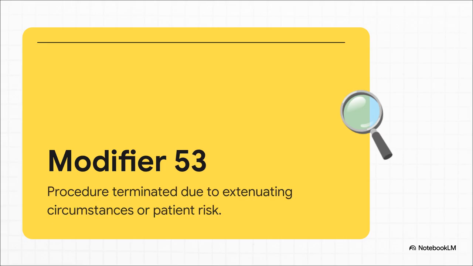Now contrast that with Modifier 53, which is for a discontinued procedure. This perfectly illustrates the difference. 53 is strictly used when there's a severe, unforeseen threat to the patient's well-being, specifically after anesthesia has been administered or the procedure has officially started. For instance, if a patient suddenly develops severe hypotension during an operation and the surgical team has to abort immediately to save their life, that is when you use 53.